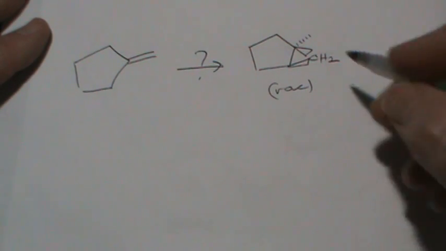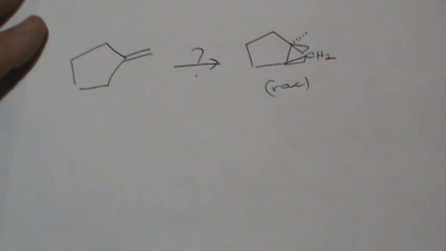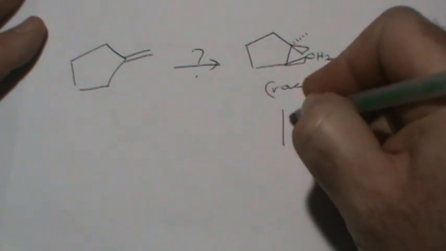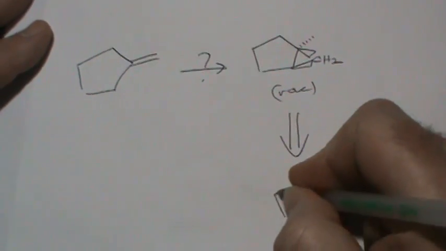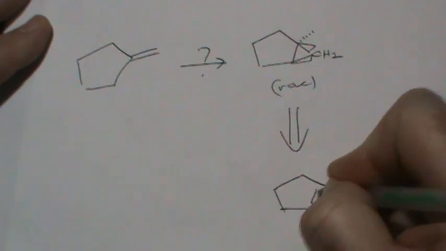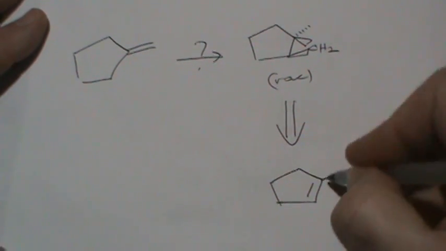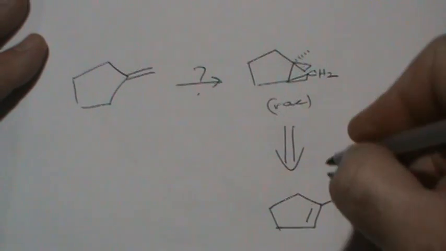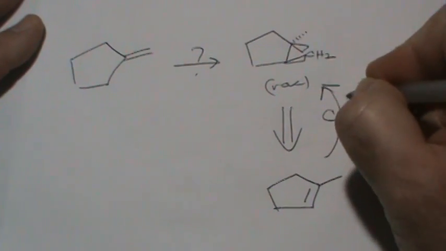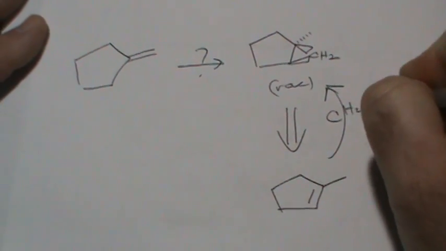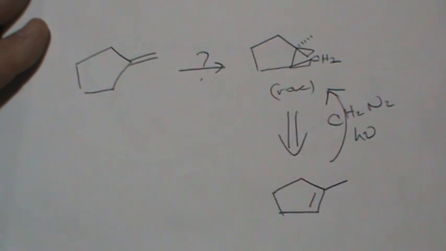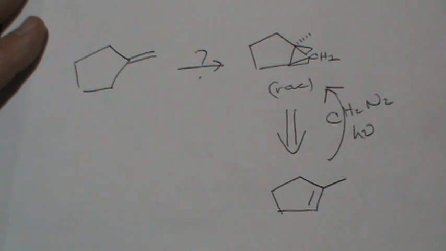Well, when you look at this, we have a three-membered ring, a cyclopropane. We only know one way to do that, so retrosynthetically this had to come from this alkene, which I then cyclopropanated right there using diazomethane, CH2N2, in the presence of light. That's the only way I can do that reaction.